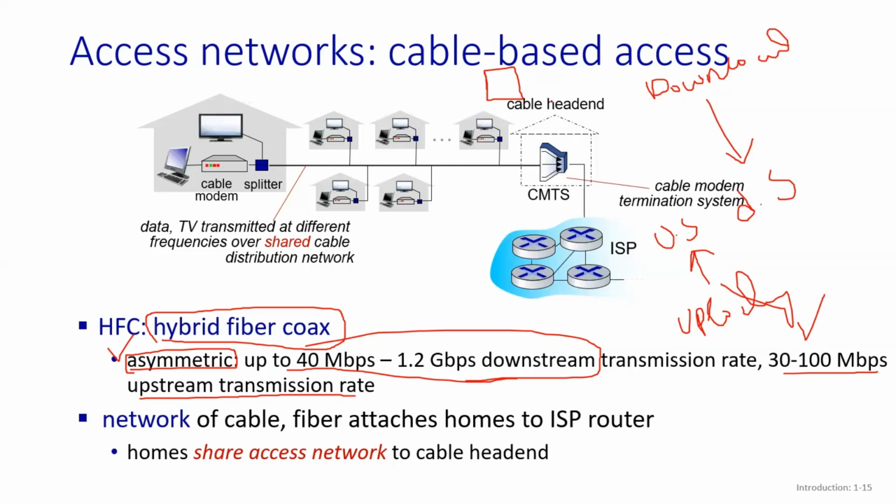So this cable head end is connected to that access point using fiber optics, and that access point further connects the homes using the coaxial cable. This is why we call it hybrid fiber coax. So it's a network of cable fiber that attaches homes to the ISP router. Homes share access network to cable head end.